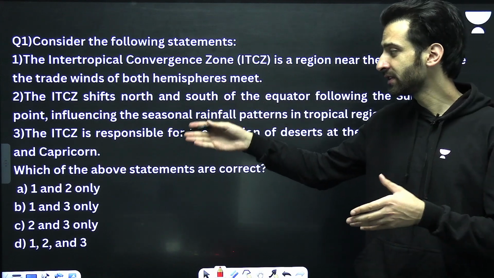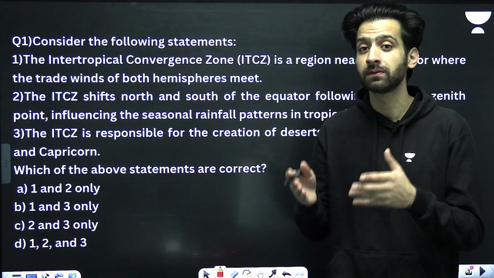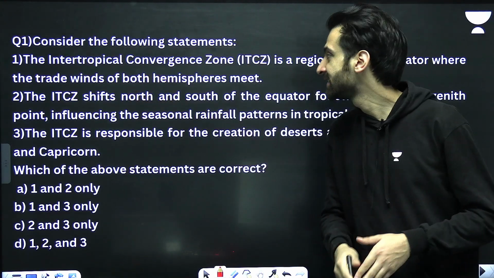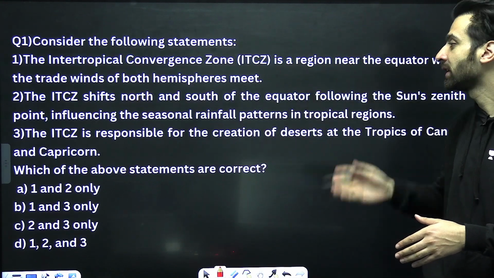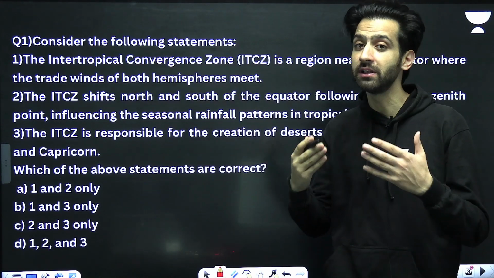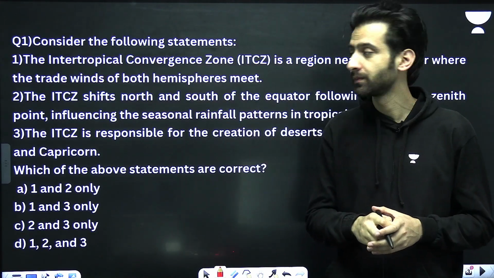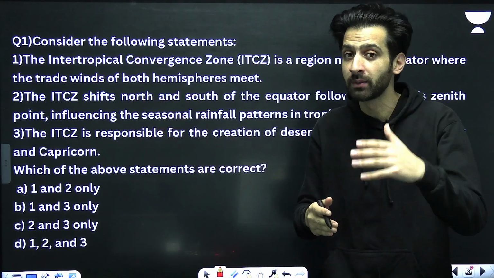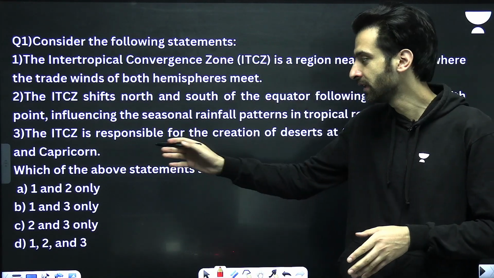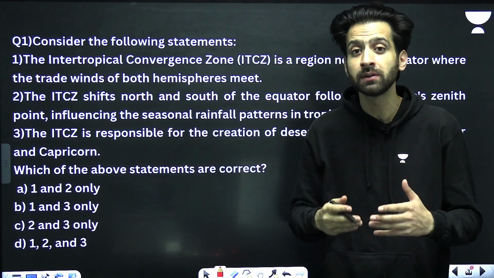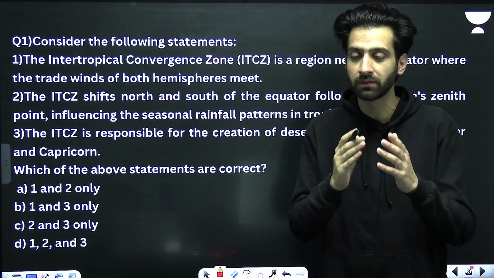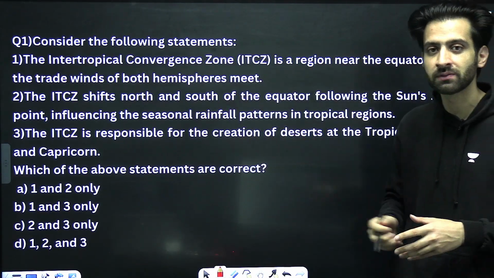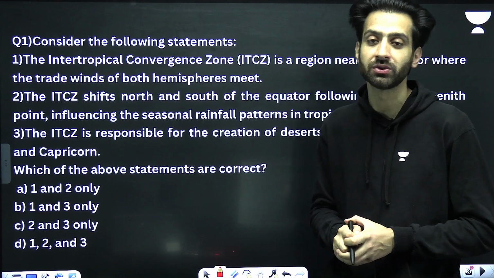This is a question and three statements are given and you have to tell which of the following is correct. The intertropical convergence zone, that is ITCZ, is a region near the equator where the trade winds of both hemispheres meet. This is the first statement. Then the ITCZ shifts north and south as per the movement of the sun. That is the second statement. And third, ITCZ is responsible for formation of deserts along the Tropic of Cancer. You can just look at this and brainstorm through this so that we'll now focus on answering the question.